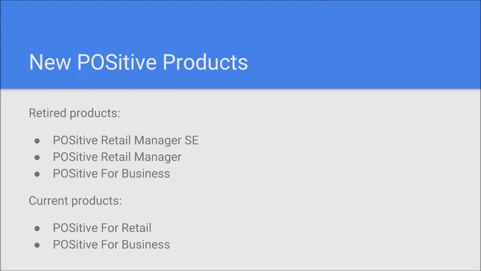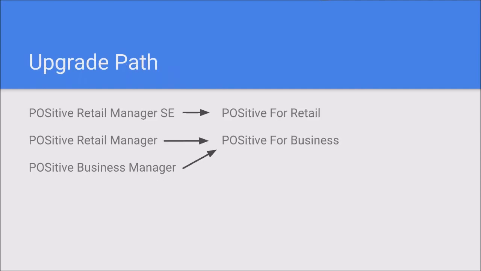So how do those relate to what you have now? Positive SE becomes Positive for Retail, where the main focus is on retail, checking, doing quick sales and touchscreen and all that kind of thing. Positive Retail Manager and Positive Business Manager merge into Positive for Business. So Positive for Business is now kind of what Positive Business Manager was. It's got a lot more features in it than Positive Retail Manager did, and it's just kind of our everything is here product.